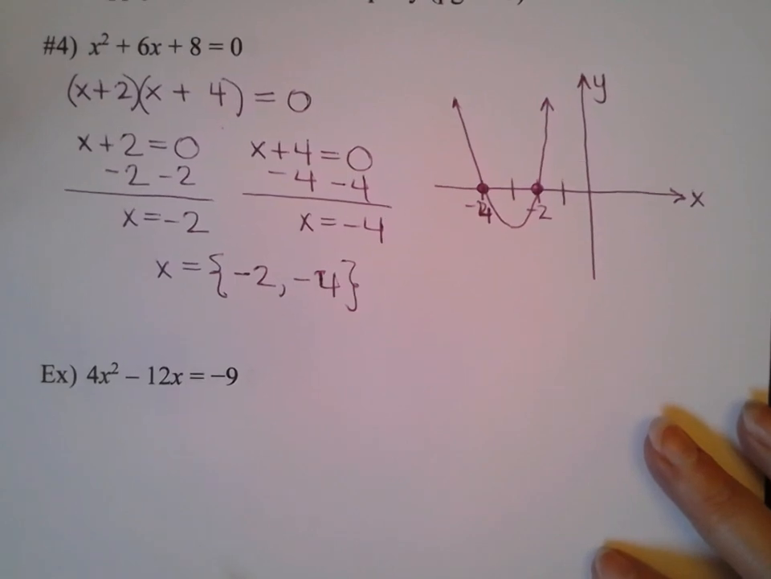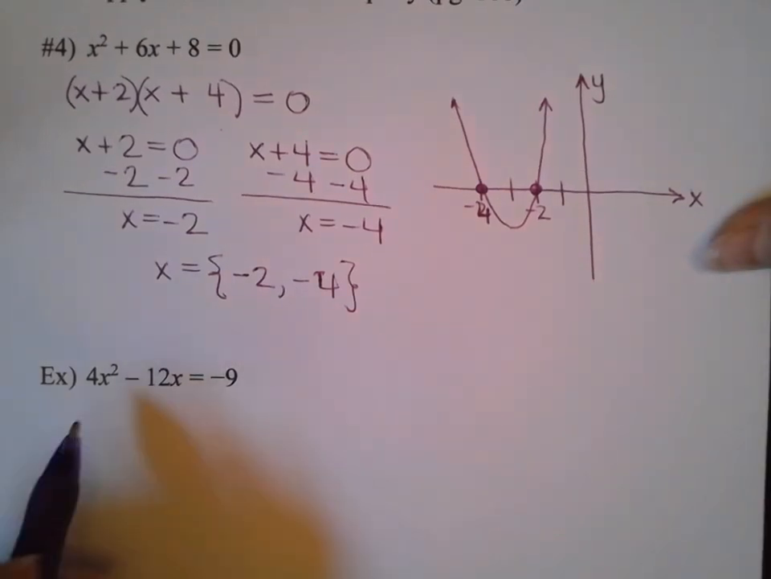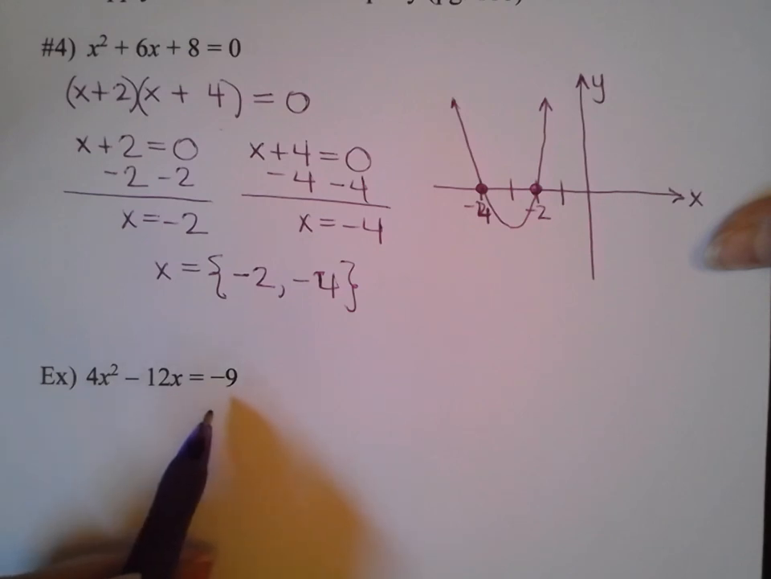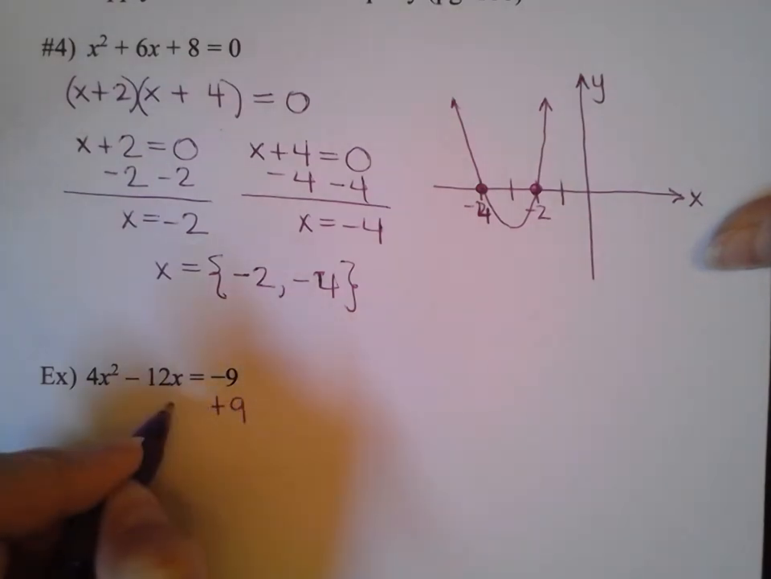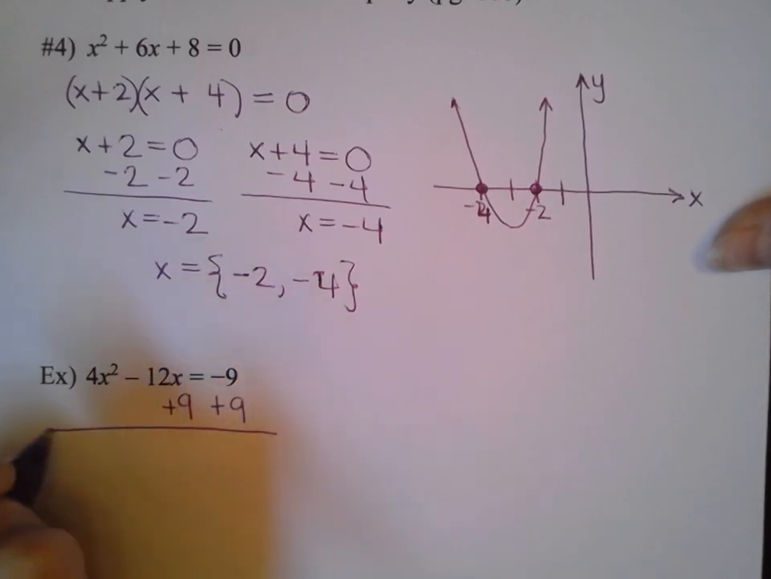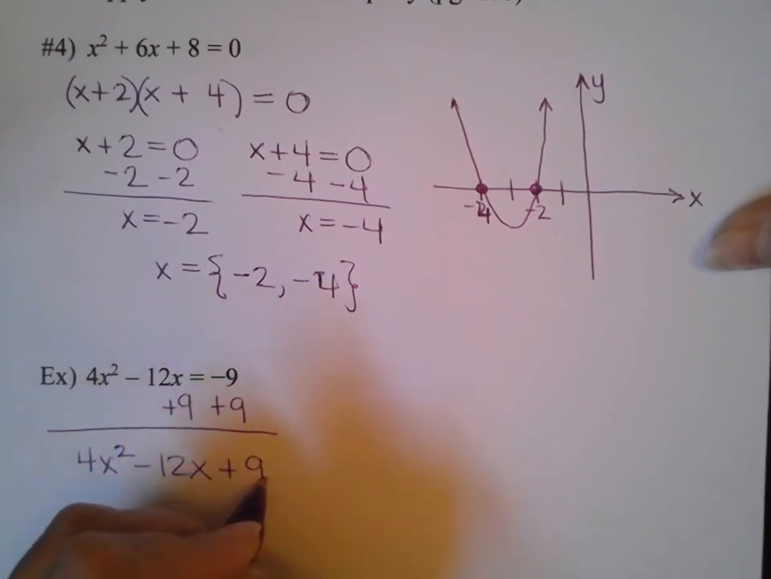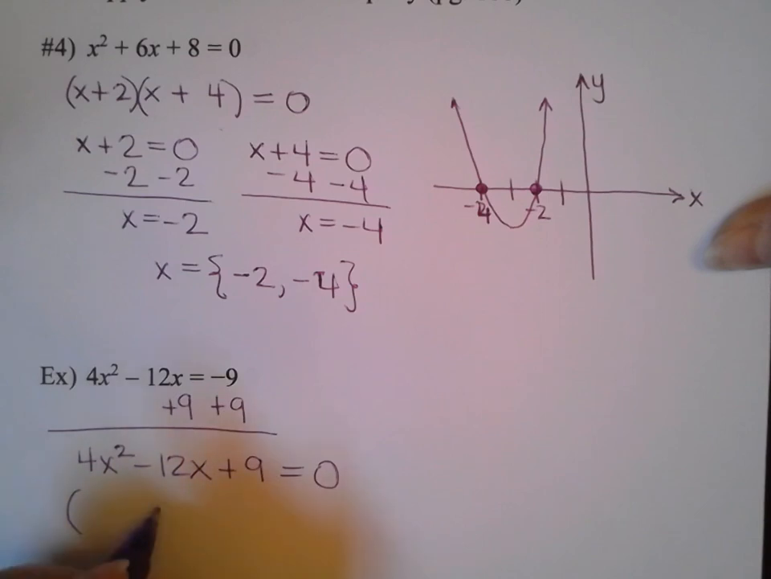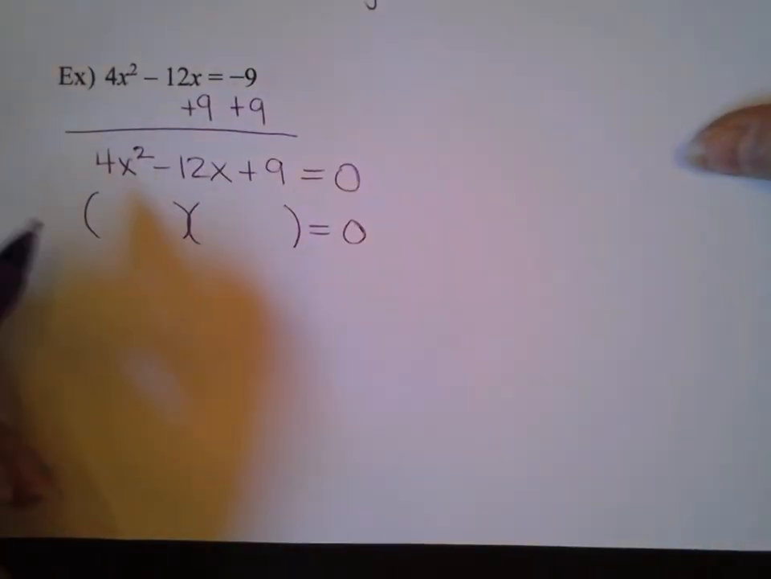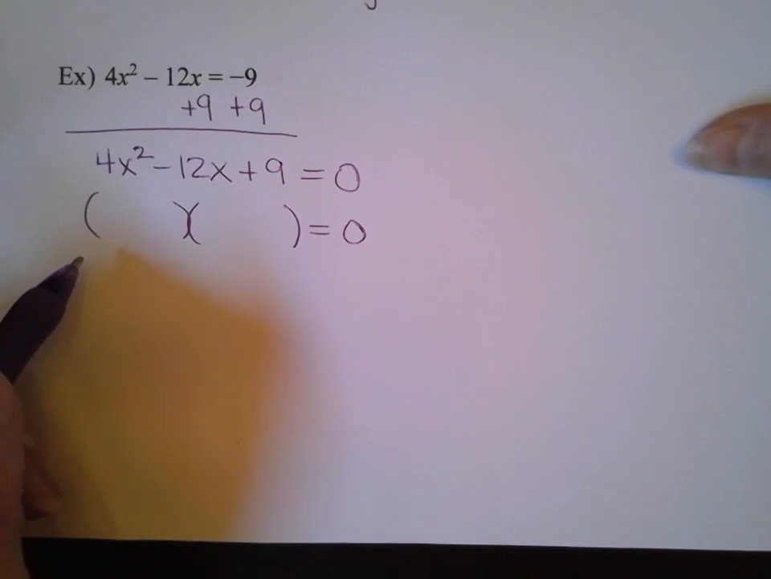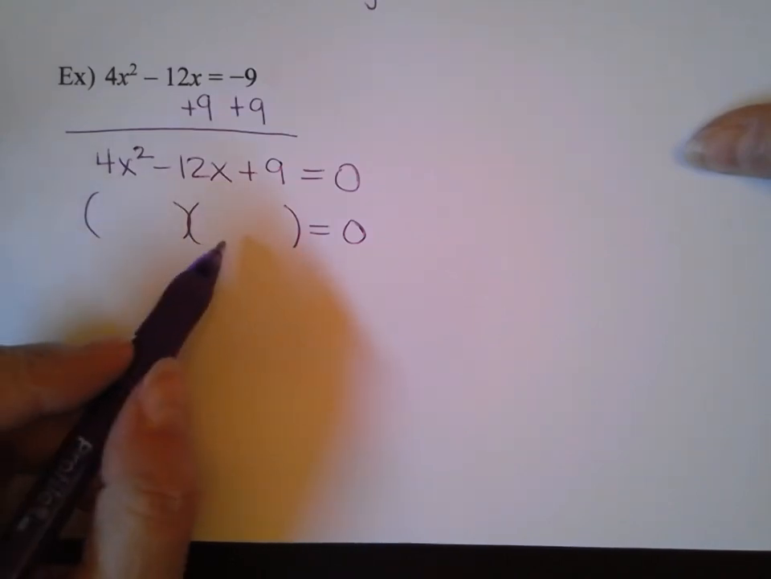Okay, let's try another one. We have 4x squared minus 12x equals -9. This process relies on 0 being on one side. So my first step would be to add this 9 over to the left-hand side. Then I'm ready to do my factoring. This is one that requires trying some things out.